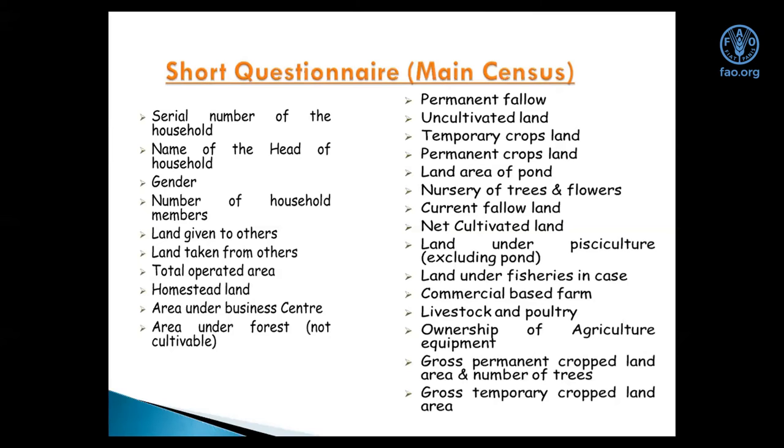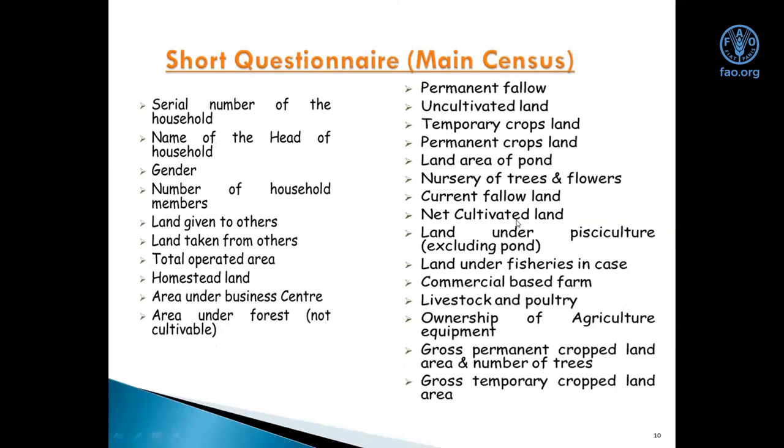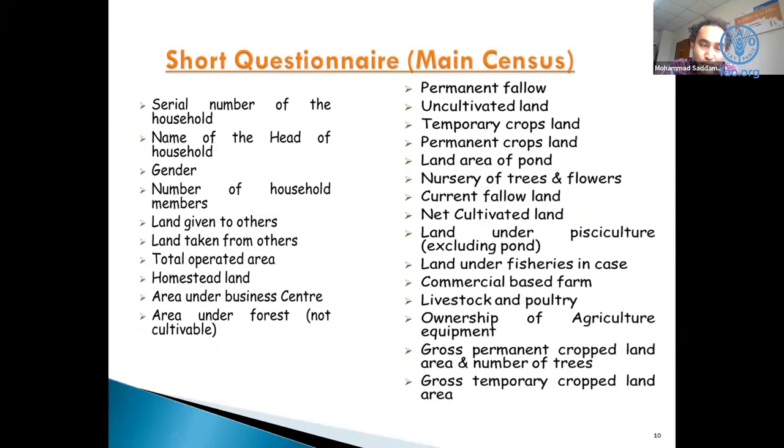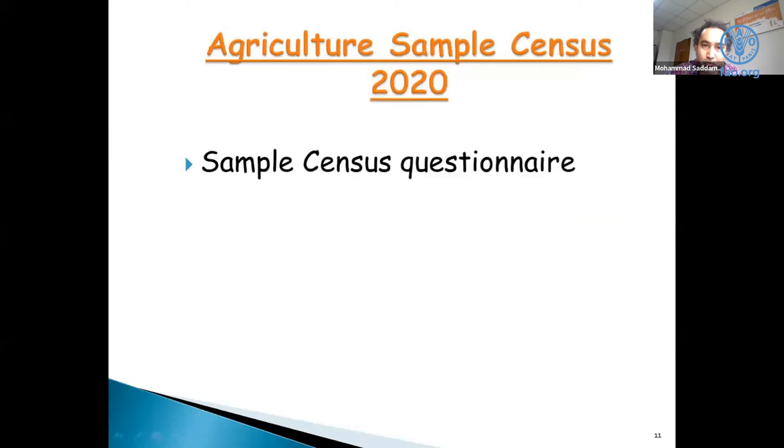I think we all received it. Okay, thank you. I already sent it to you through email along with the presentation. The short questionnaire covered 25 key indicators. And then we also conducted the sample census in 2020. It covers eight modules.